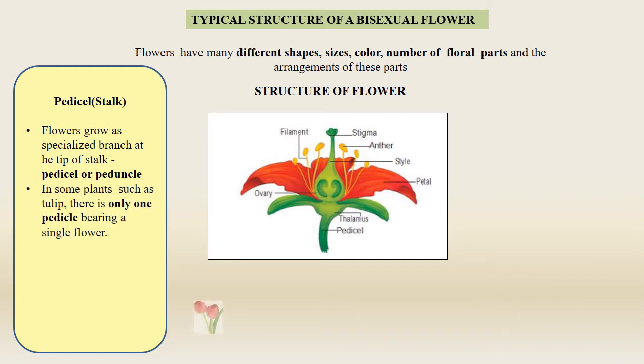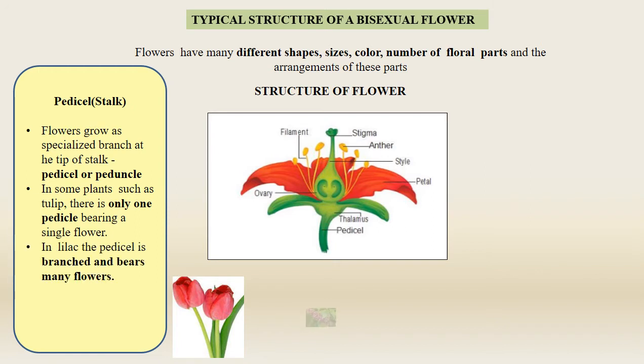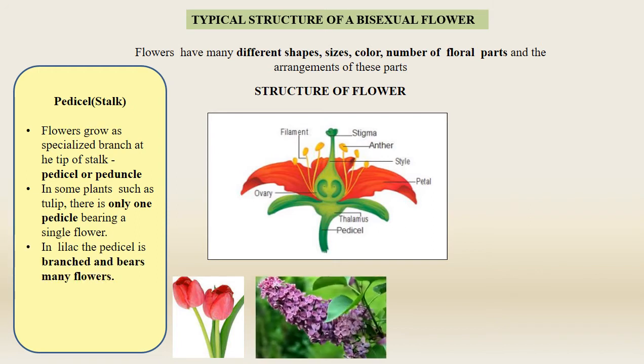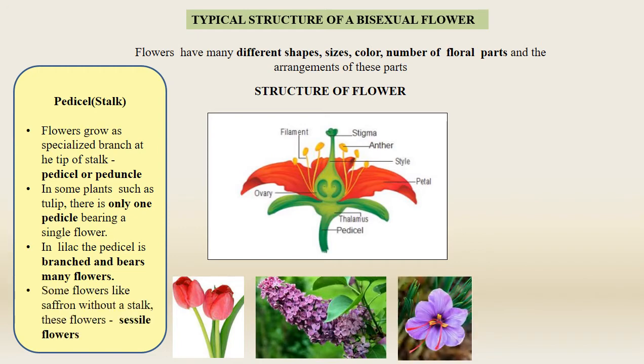In some plants such as tulip, there is only one pedicel bearing a single flower. In others such as lilac, the pedicel is branched and bears many flowers. There are some flowers like saffron without a stalk. These flowers are known as sessile flowers.